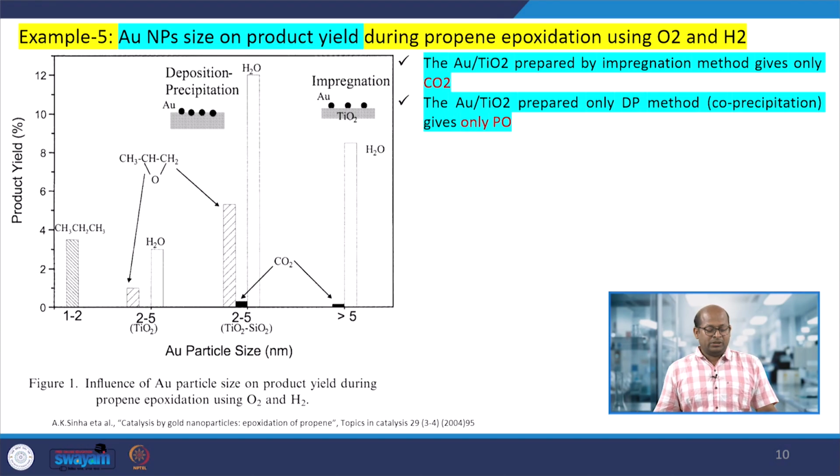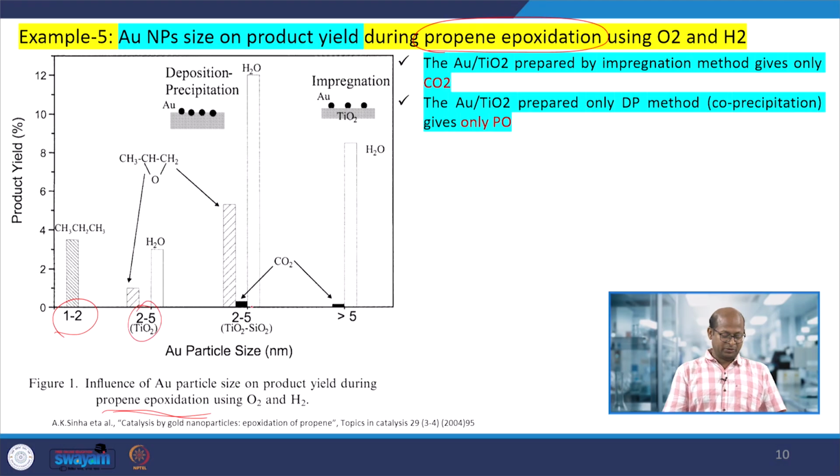The nanomaterial size matters for propene epoxidation reactions, where propene is used for propene oxide formation. Here gold particles were used: 1 to 2 nanometers, 2 to 5 nanometers, and more than 5 nanometers. So that is the gold particle size. Here the support taken was titania.